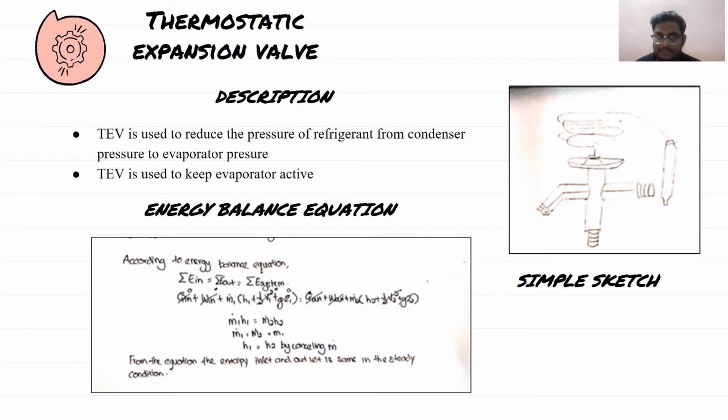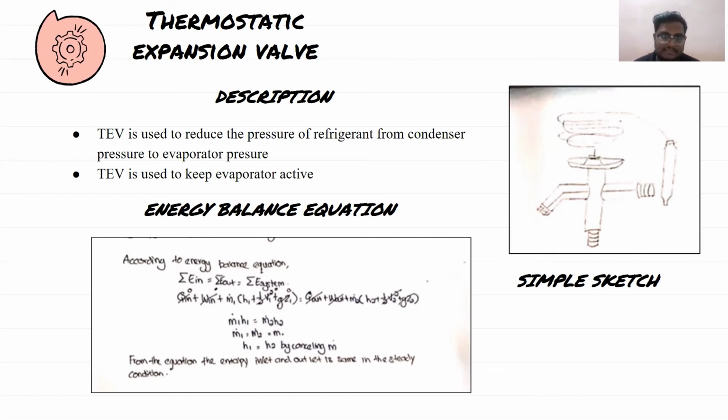Apart from that, the thermostatic expansion valve is also used to keep the evaporator active, where it allows the flow of refrigerant as per the cooling load inside the evaporator. So when the cooling load is higher, it allows a higher amount of refrigerant to the evaporator. When the load is lesser, it allows less refrigerant to the evaporator.